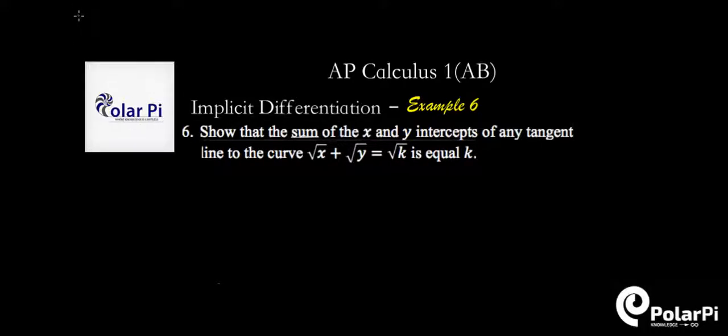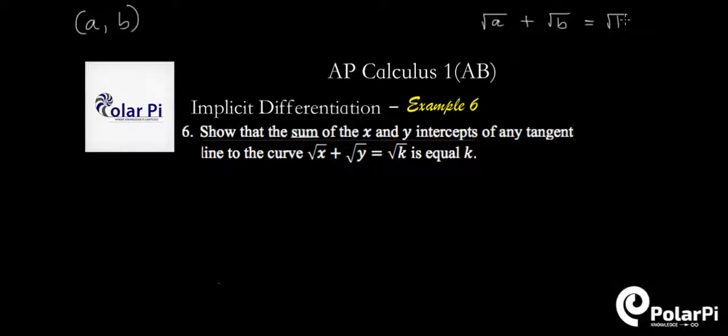Well, first, since we don't know our point, let's call it a comma b. So we're saying that our point has x coordinate a and y coordinate b. Now, the way we ensure that this point is on the curve is to require that it satisfy the following equation, which is root a plus root b is equal to root k. And that way, we've guaranteed that the point ab is on our curve.